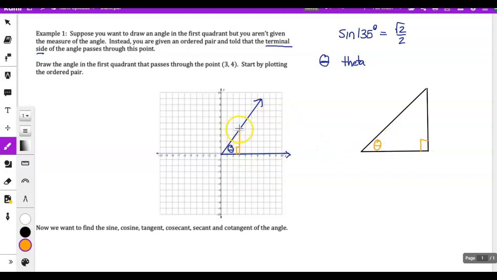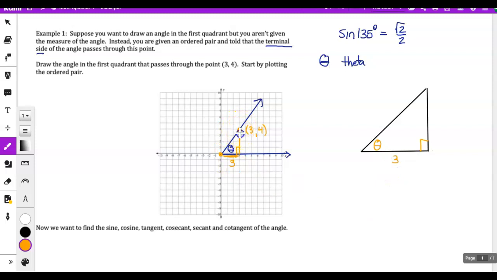Well, if this ordered pair right here is 3, 4, then I know the distance from the origin to the end here, so this distance right here, I know that that's 3, so I'm just going to copy it over here.